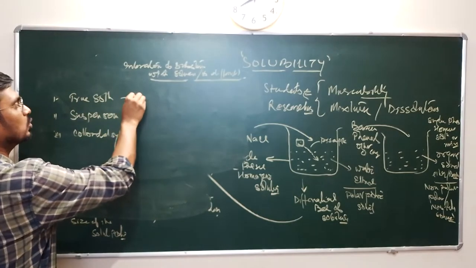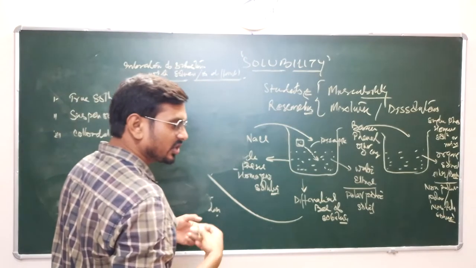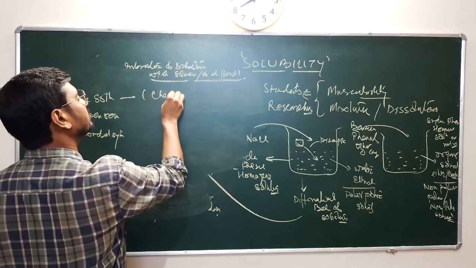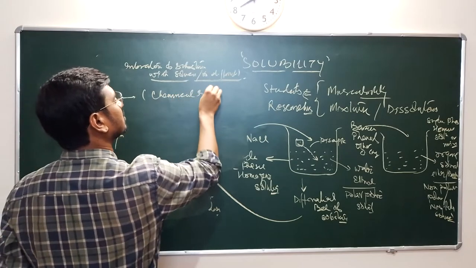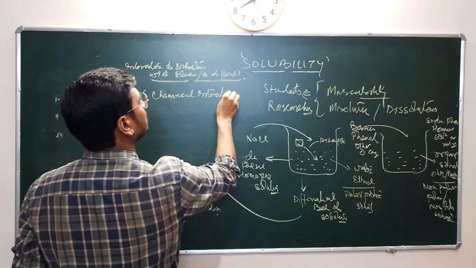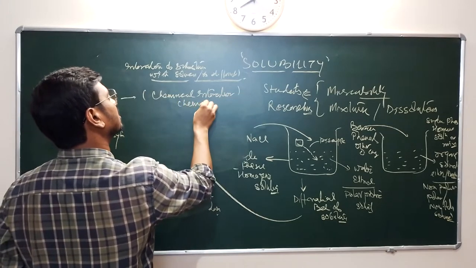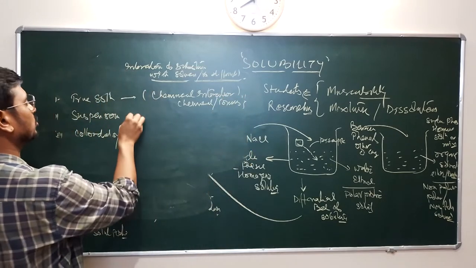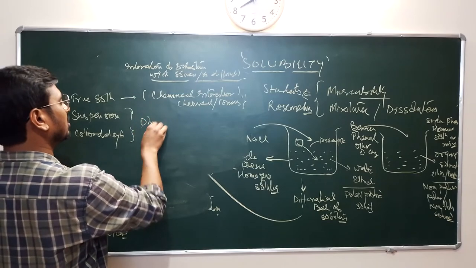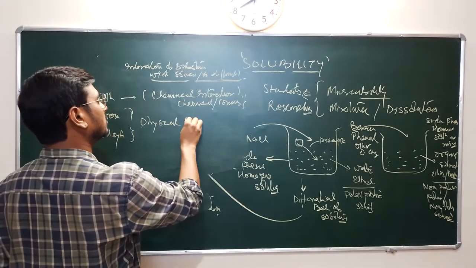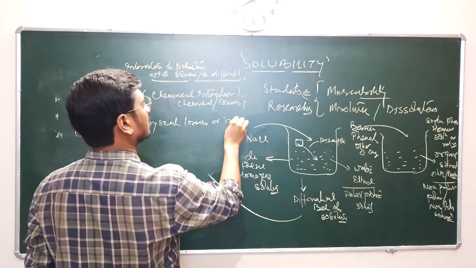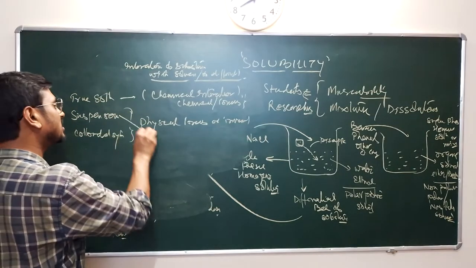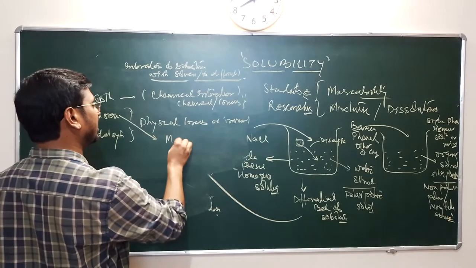A true solution is generally a result of interaction between the solvent and solute that is generally of chemical nature. Chemical interaction or chemical forces are involved. In these two systems, physical forces are involved. Specifically, if you say suspension, they are generally mechanical systems.